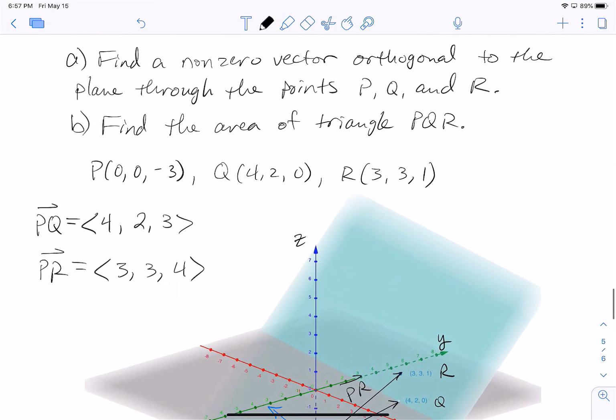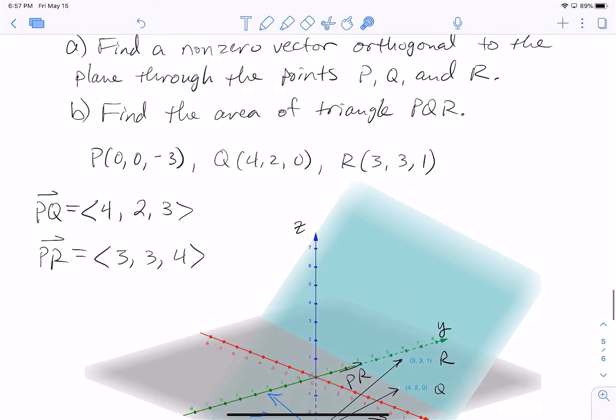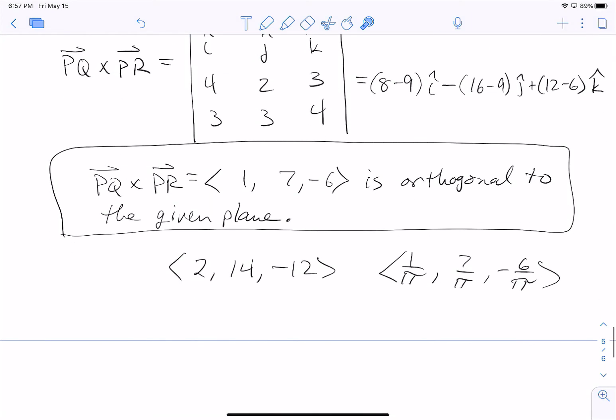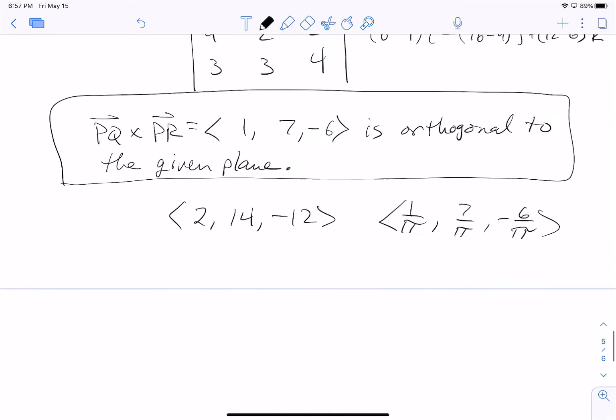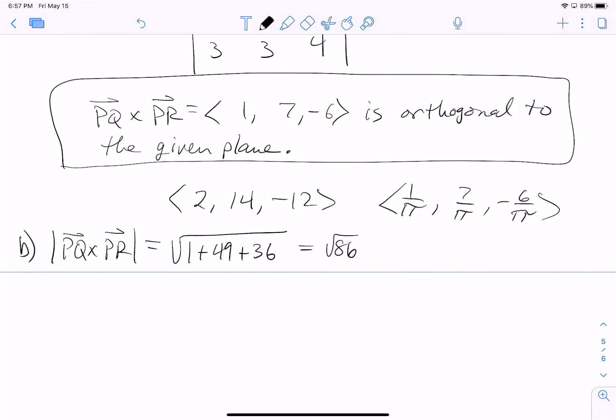Now for part B. Part B asked us to find the area of the triangle PQR. For that, we need the magnitude of PQ cross PR. So this here was the answer to part A. Now, for part B, the magnitude of PQ cross PR is equal to the square root of 1 + 49 + 36, which is equal to the square root of 86. The area of the triangle is half of that.